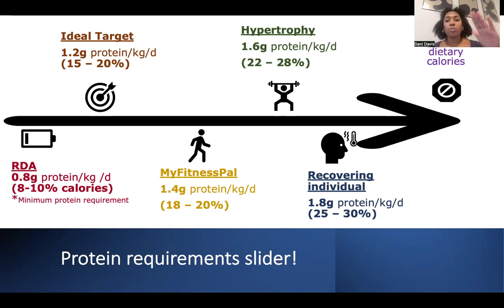So say that you're a little more active, 1.4. And then we keep going, hypertrophy. So that would be 1.6. And then a recovering individual. So this could be somebody that has wounds or has elevated needs due to sickness or a chronic condition. This person's needs for protein could be 1.8 grams of protein per kilogram for that day.